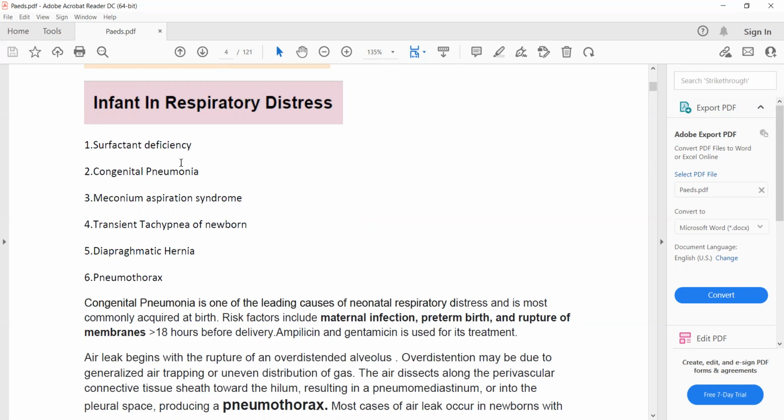We have discussed surfactant deficiency, congenital pneumonia, meconium aspiration syndrome, transient tachypnea of newborn. Congenital pneumonia is one of the leading causes of neonatal respiratory distress and is most commonly acquired at birth. Risk factors for congenital pneumonia include congenital infection, preterm birth, and rupture of membrane. So you can see that preterm birth is a risk factor for congenital pneumonia.